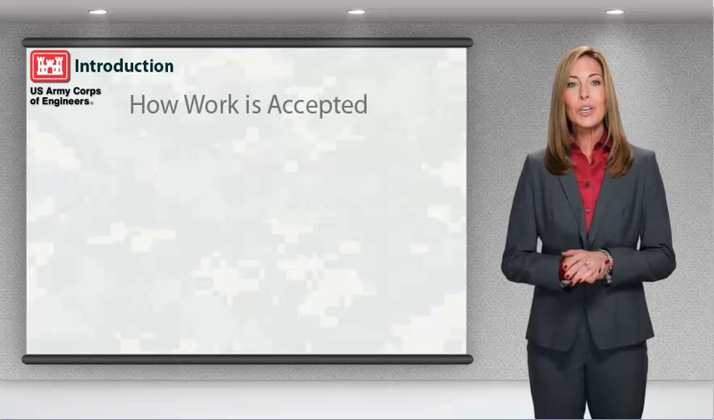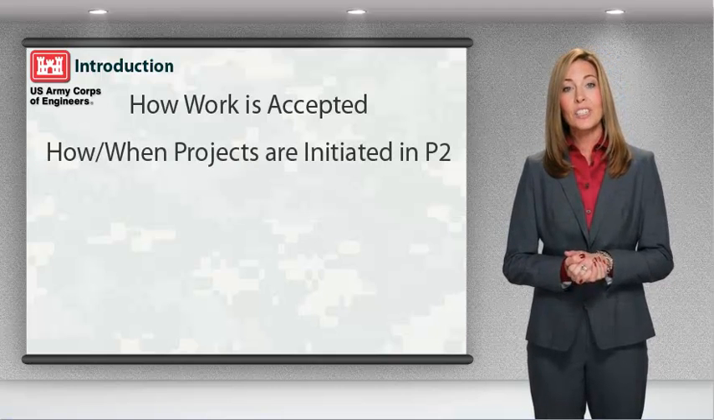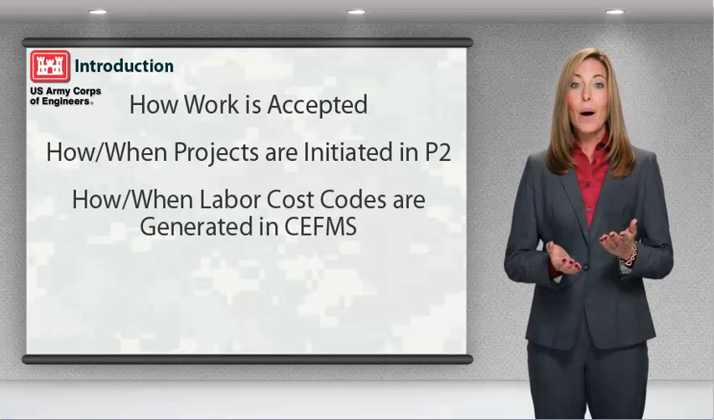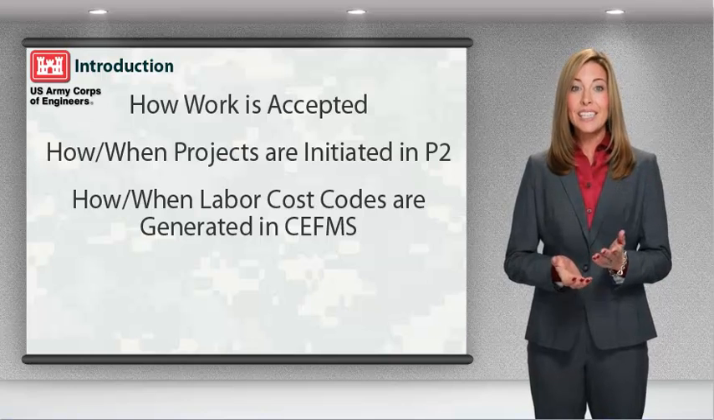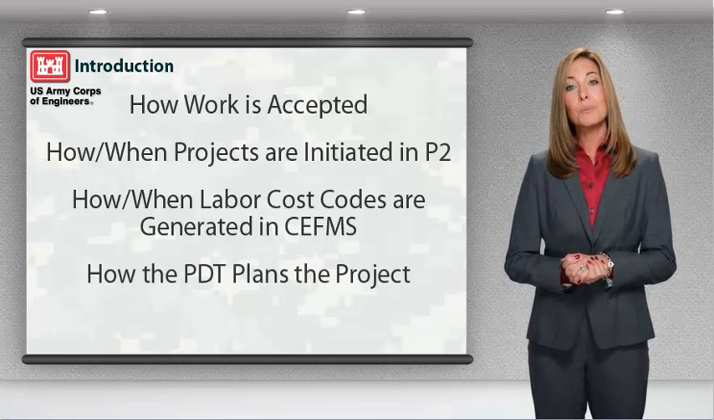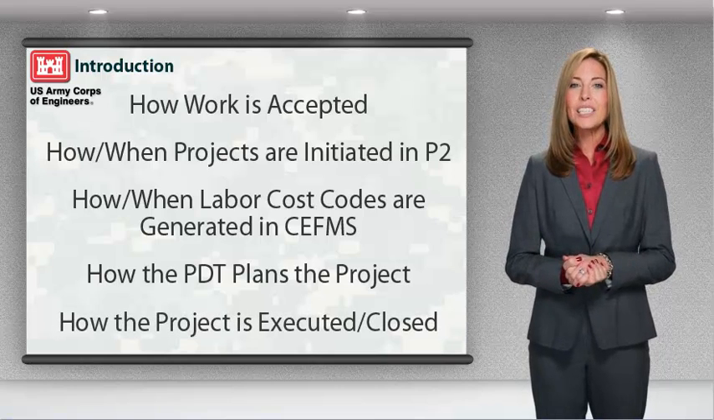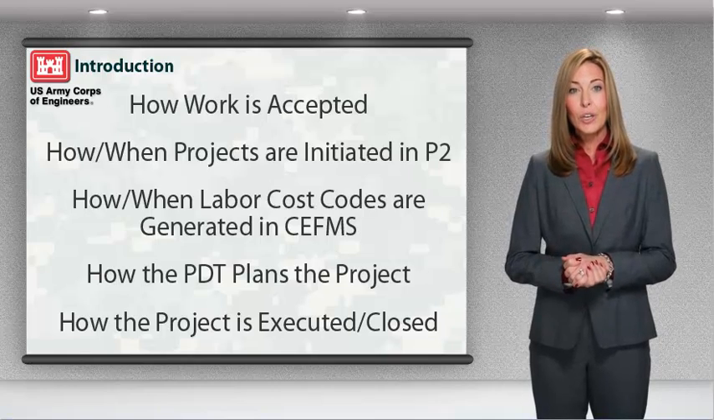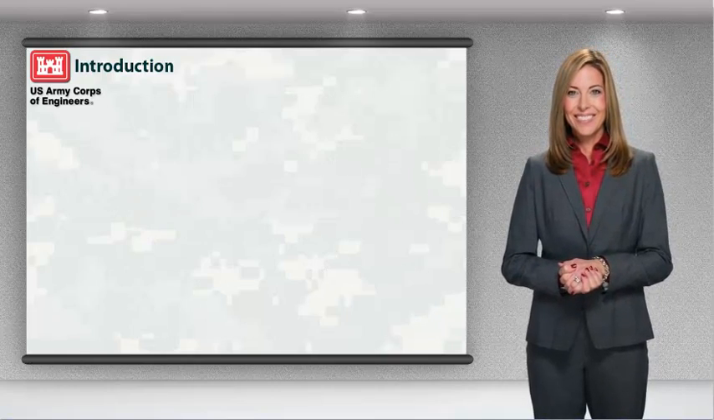In this short video, you will learn how work is accepted in USACE, how and when projects are initiated in our project management system, P2, how and when labor cost codes are generated in our financial management system, CFUMS, how the project is planned by a project delivery team, and finally, how a project is executed and closed. At the end of this video, you will find links for additional information and training.